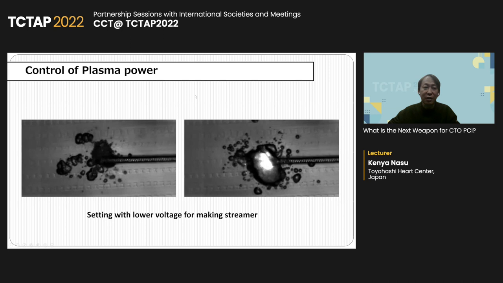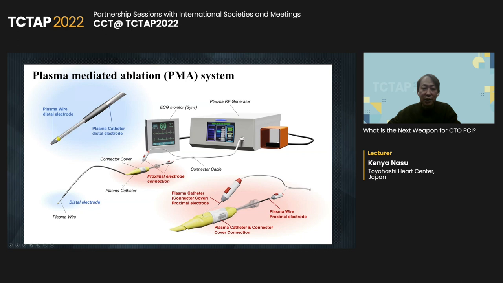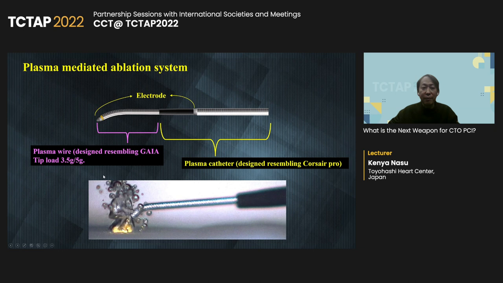So now this is the current system, the plasma wire. We are finalizing the system, and maybe we will start the clinical trial in Japan this year. The system is almost the same as a single wire system. The plasma wire is designed resembling the Gaia family. The tip load is 3.5 and 5 gram. And the plasma catheter design resembles the Corsair Pro. But the different point is that those two devices have the electrode. This is a bipolar system.